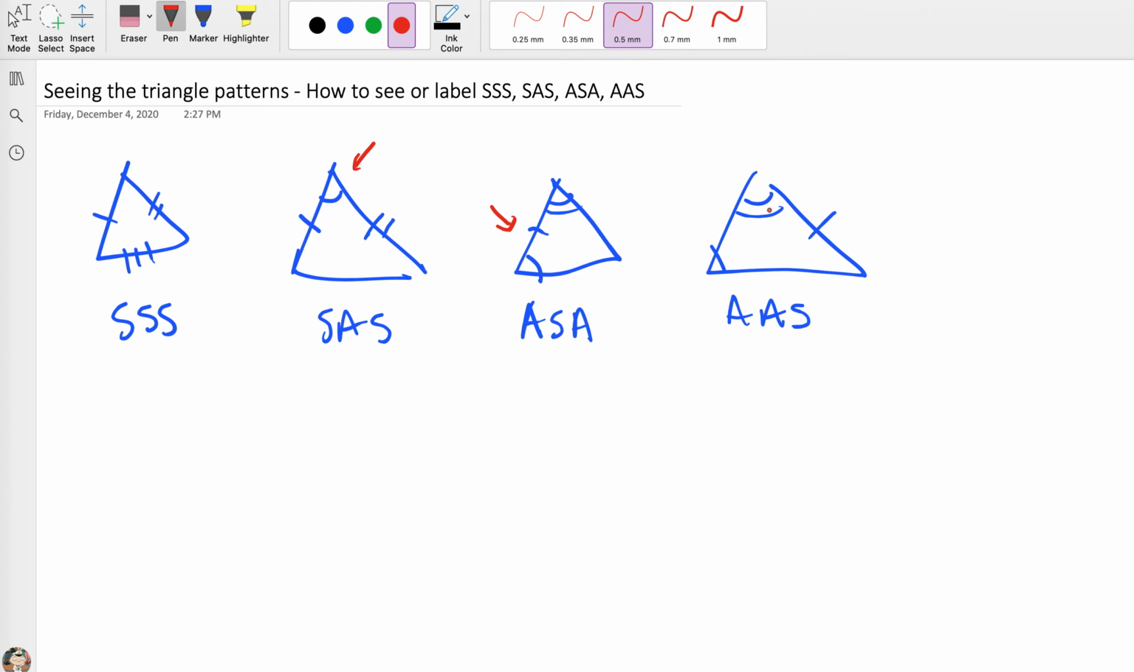And then angle, angle, side has 2 angles and then a third piece that's congruent, but it's not the one in between the 2 angles, because that would be the one here, angle, side, angle. So it's an angle, and then the side is not in between them.